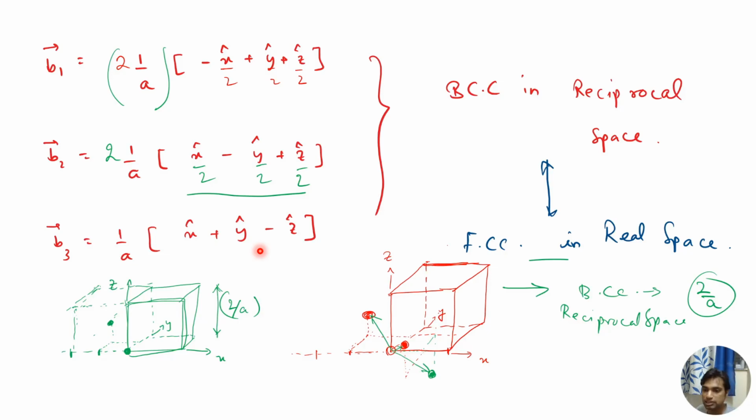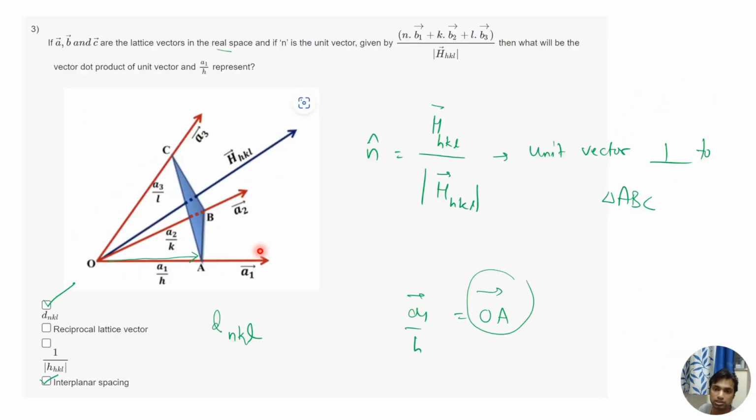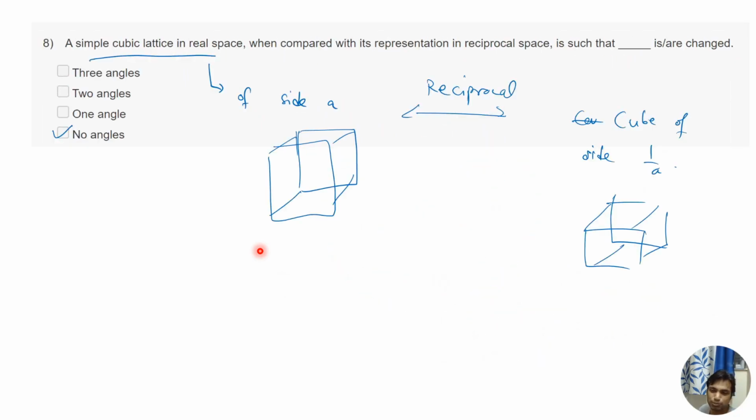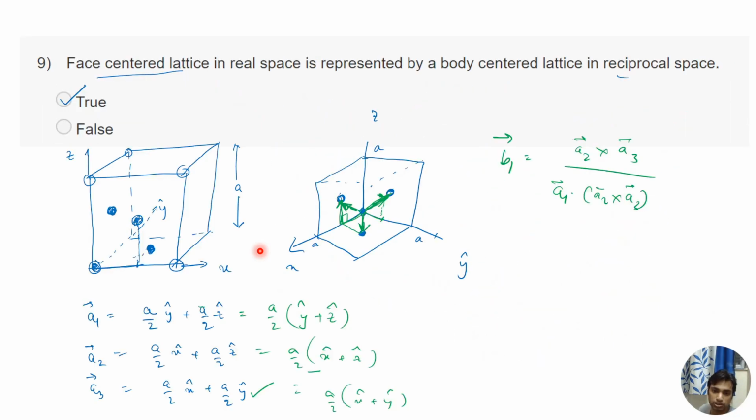When you do the mathematics, it will be more clear. I hope you understood. It will take a bit of thinking, but you can do that. Yes, sir. So this statement is true. If you take an FCC lattice and do the mathematics to find the reciprocal space, you will find that it is a BCC. And when you start with a BCC in real space, you will end up with FCC in reciprocal space.